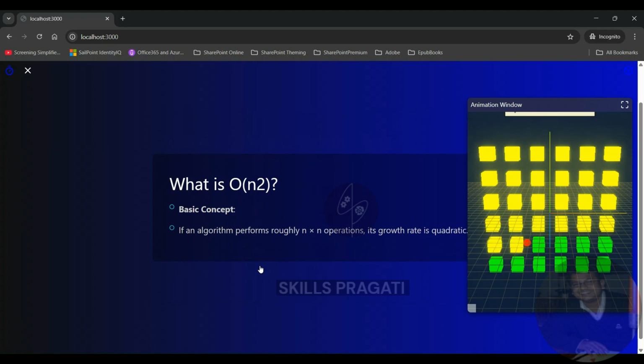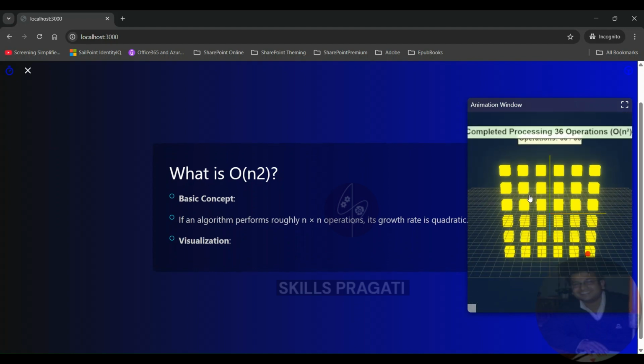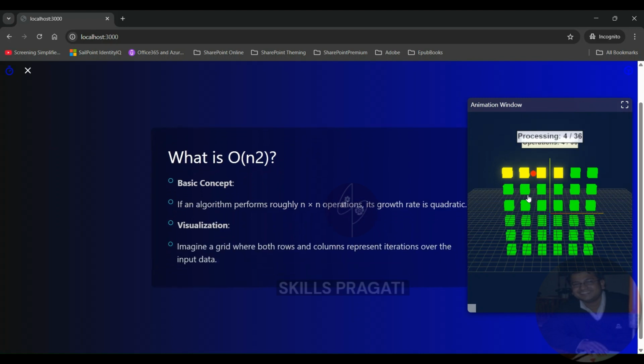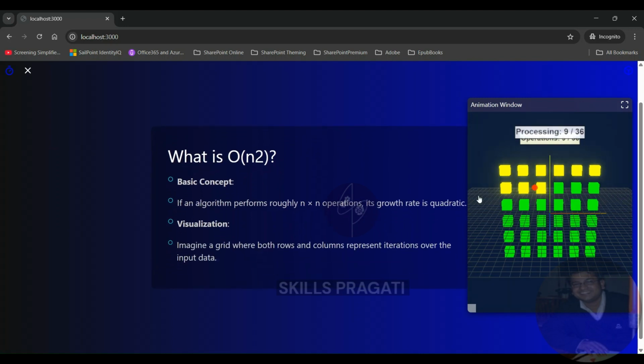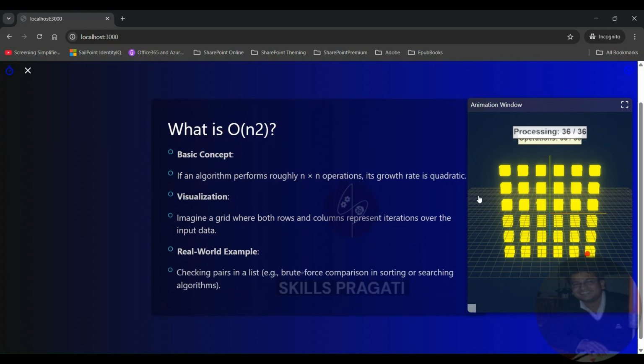Now, what exactly is Big O of n squared? In simple terms, if an algorithm performs roughly n times n operations, its growth rate is quadratic. Imagine a grid where both the rows and the columns represent iterations over your input data. The total number of operations corresponds to the number of cells in the grid. A real-world example of this is a bubble sort algorithm, where every pair in a list is checked and then sorted. Let's write code of bubble sort here.